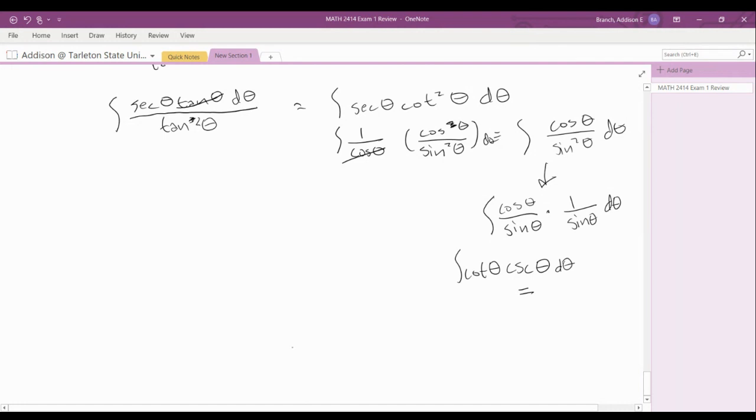All right, so this is actually on our formulas to know sheet. So this is going to be equal to negative cosecant of theta plus c. So we finish.